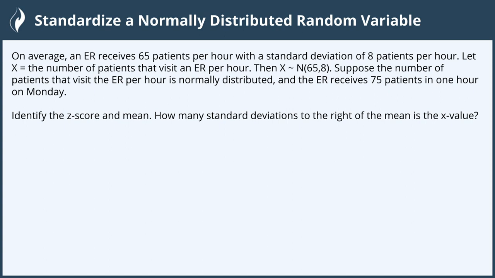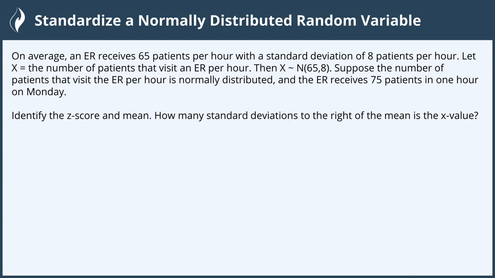Suppose the number of patients that visit the ER per hour is normally distributed, and the ER receives 75 patients in 1 hour on Monday. Identify the z-score and mean. How many standard deviations to the right of the mean is the x value?